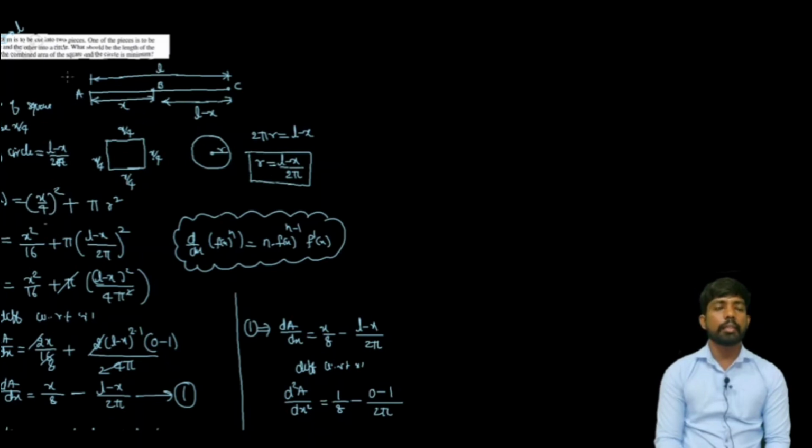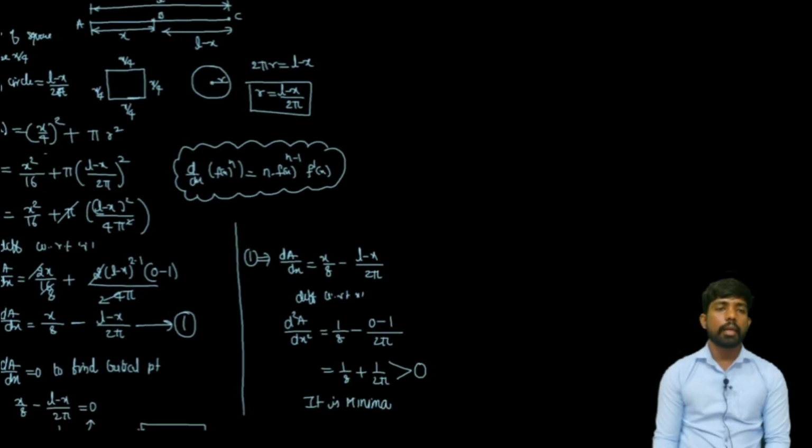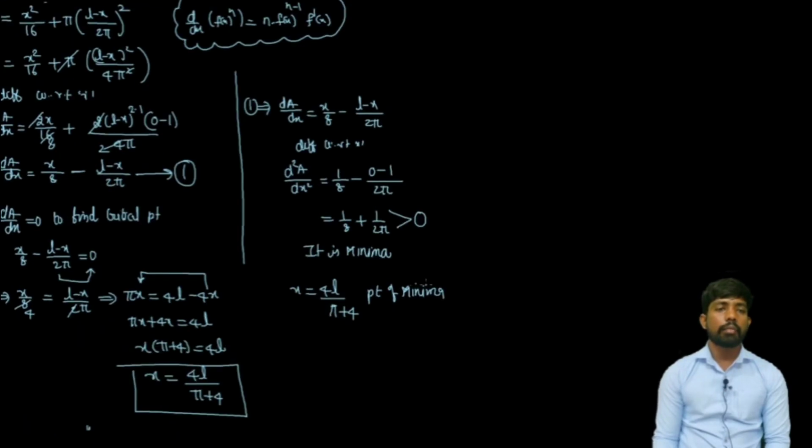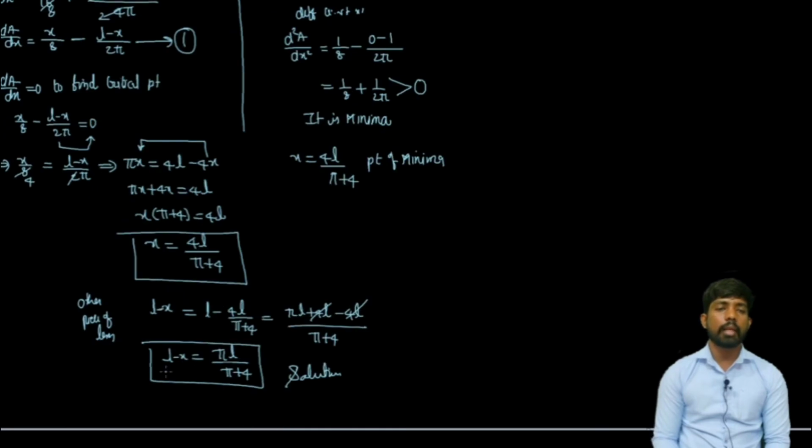Area we will consider as a function because minima is asked. So the area of the square is x by 4 whole square plus pi r square for the circle, with r replaced by L minus x by 2 pi. Substituting, squaring and simplifying, and differentiating, you will get equation 1. Make it equal to 0 and you can find the critical point 4L by pi plus 4. Double differentiate the function and you will get a positive value. This is minima, and therefore the x value is the point of minima. We have x and we need to find L minus x, the other piece of the wire. So we got those two results. That's all. This is the solution.